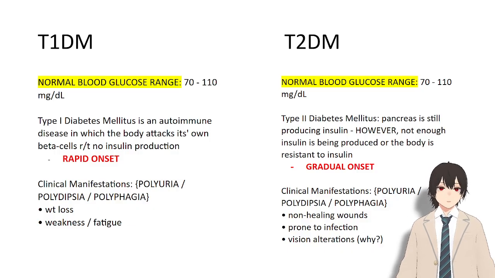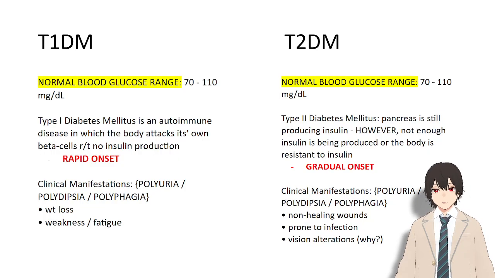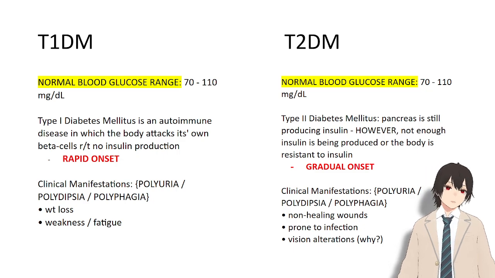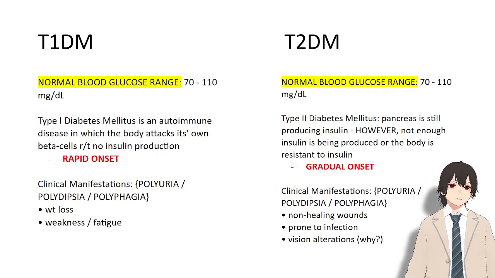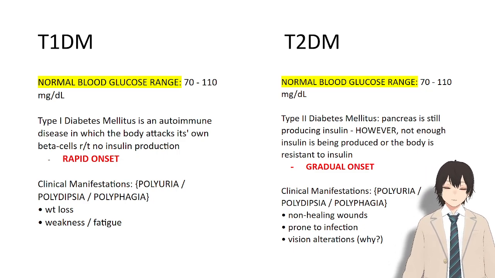Now, type 2 diabetes is where the pancreas is producing insulin, however, there's not enough being produced, right? Or the body is resistant, so it's more like insulin insensitivity. And it's a gradual onset, right? We learned throughout studies for the previous few years that it's due to lifestyle, unhealthy eating, right? It's not something that you're genetically born with like type 1 is.